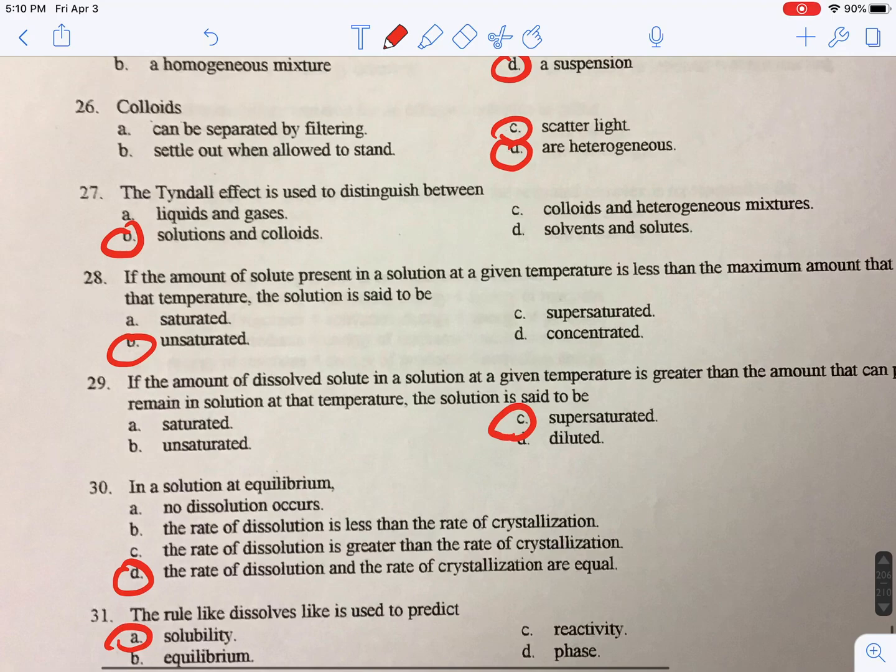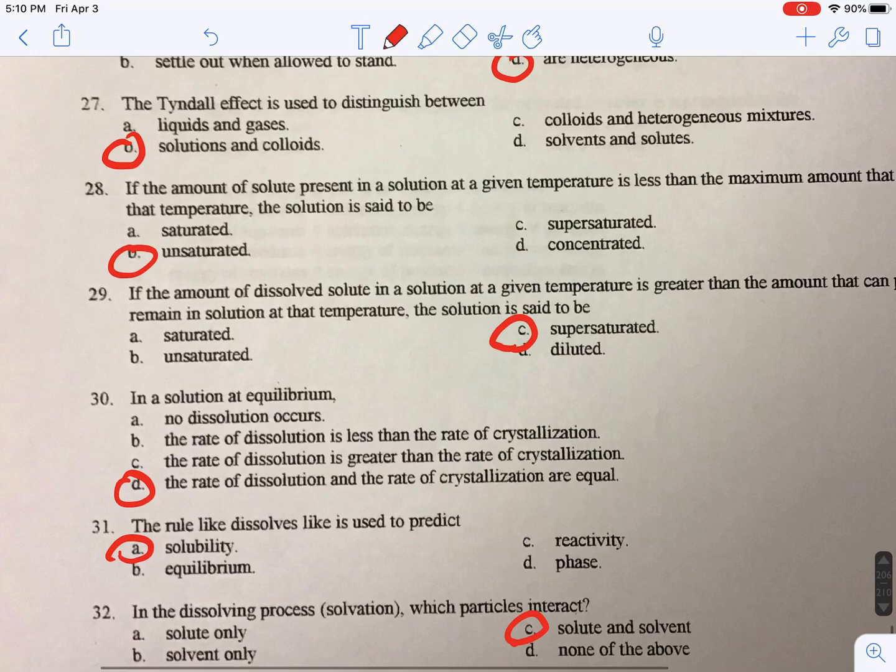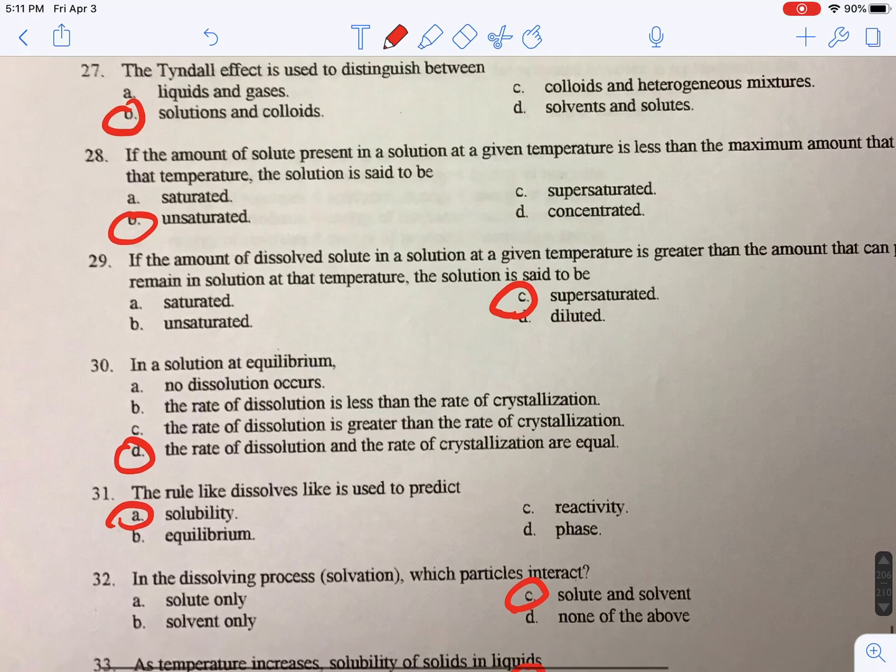So for 26, for colloids, I was willing to accept both answers C and D because colloids do scatter light and they are technically heterogeneous. So that was a poorly designed question. Number 27, Tyndall effect. Could be used to distinguish between solutions and colloids because if it's a colloid, it scatters the light, and if it's a solution, the light just passes through. If it's a suspension, then the light doesn't pass through at all. So it's not necessary to use light to distinguish a suspension. You can already see the separate materials.